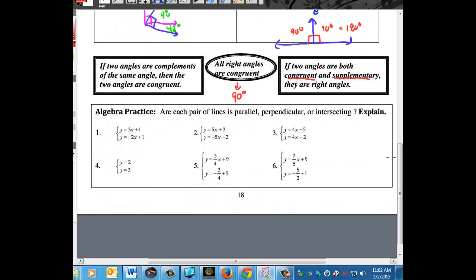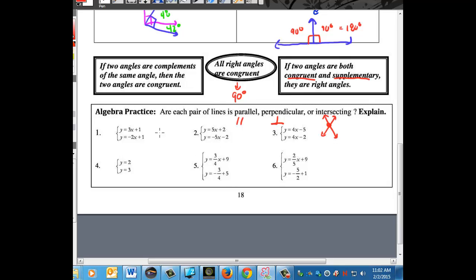Alright, to the algebra review. Are each pair of lines parallel? And this is our sign for parallel, this is our sign for perpendicular, an upside down T. Or will it be two lines that just intersect once? Okay, and so that's what we have to decide.